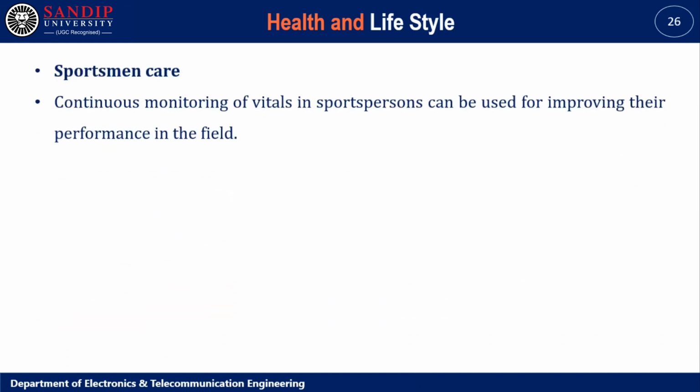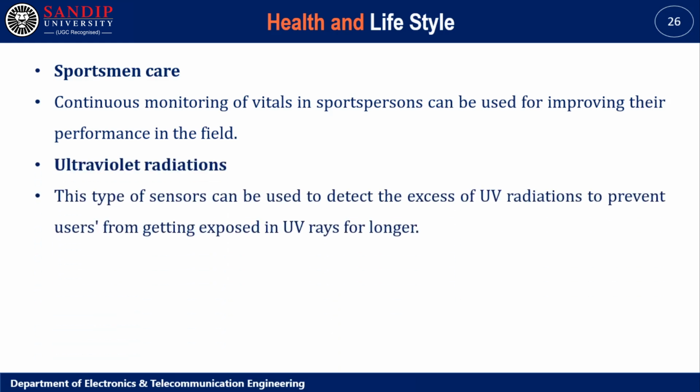Sportsman care. Continuous monitoring of vitals of sportsmen can be used for improving their performance in the field. Ultraviolet radiations. This type of sensor can be used to detect the excess of UV radiation to prevent the users from getting exposed to UV rays for long hours.